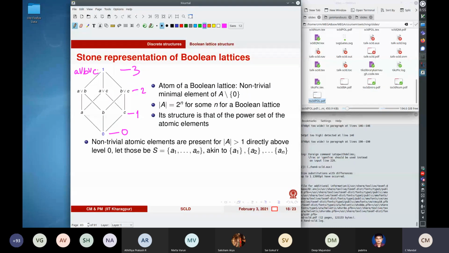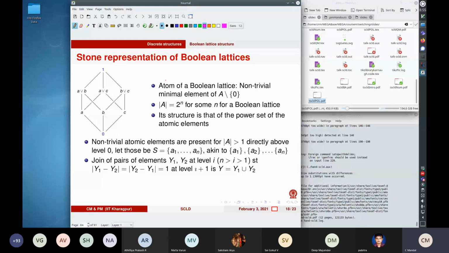Alright, that is 1, which is 1. So what you do is, to go to the next level, you join pairs of elements y1 and y2 at level I, such that there's a set difference. So if you take the set difference, they differ by 1 element. So the resulting element is the elements which have.